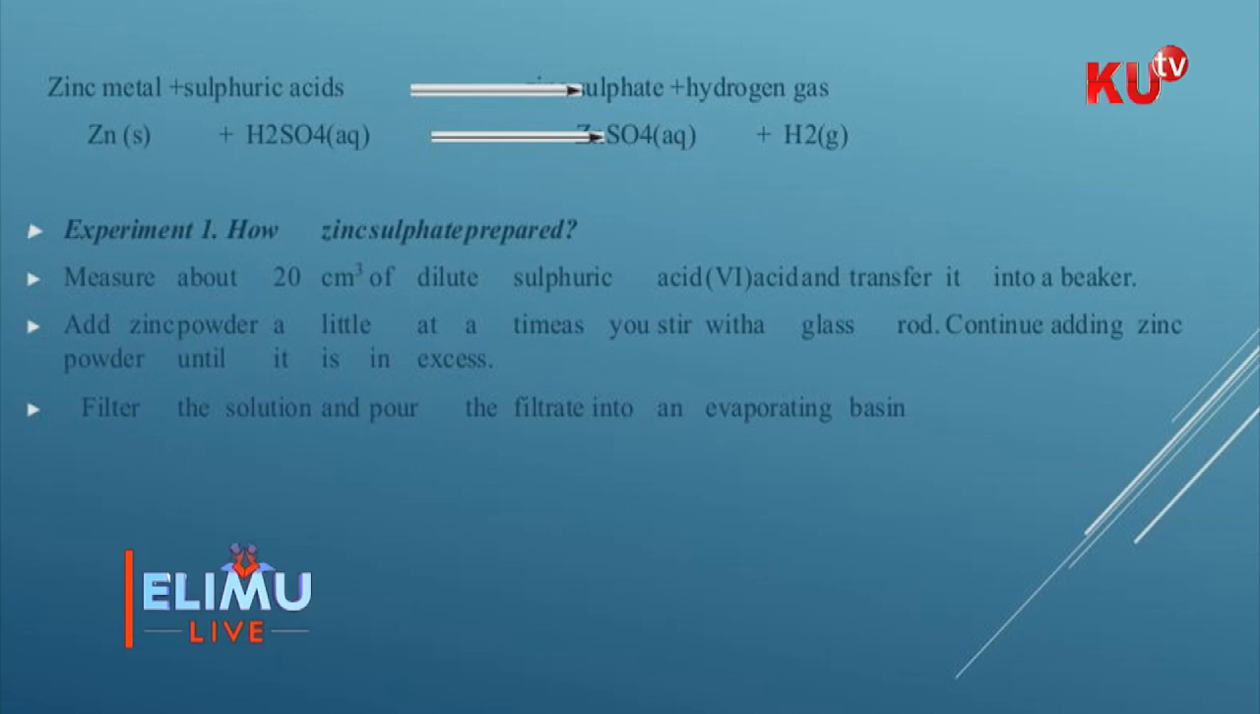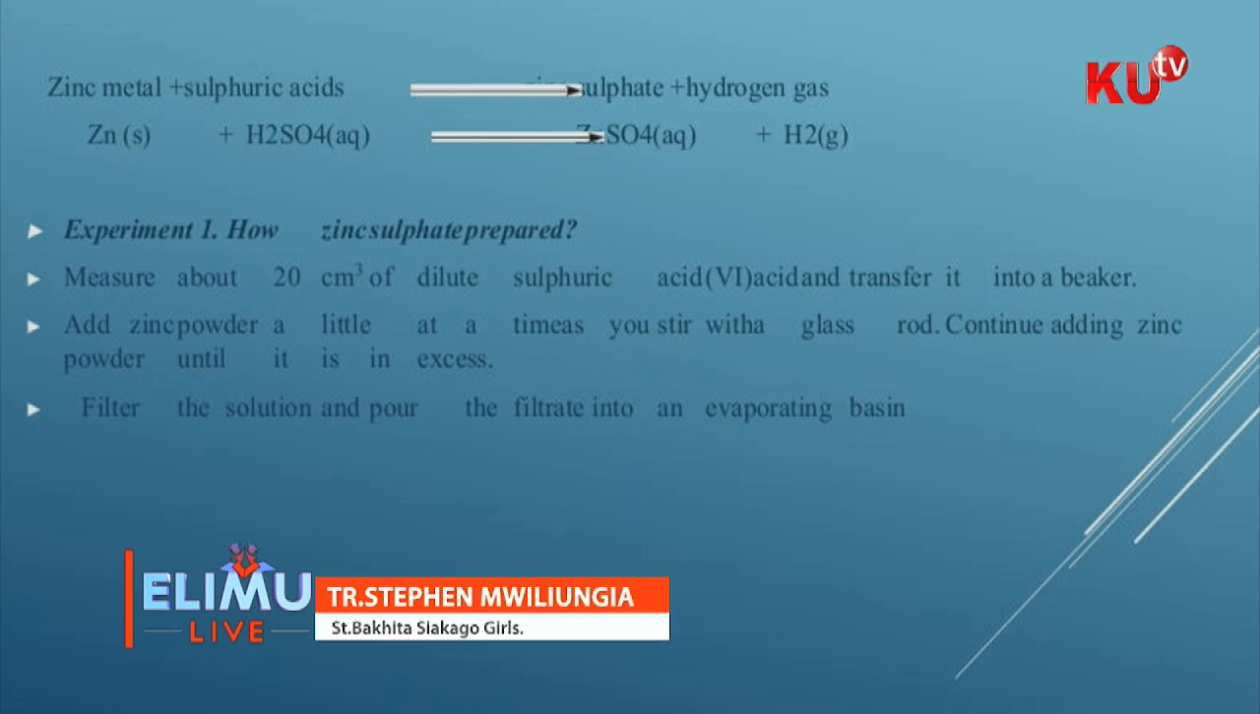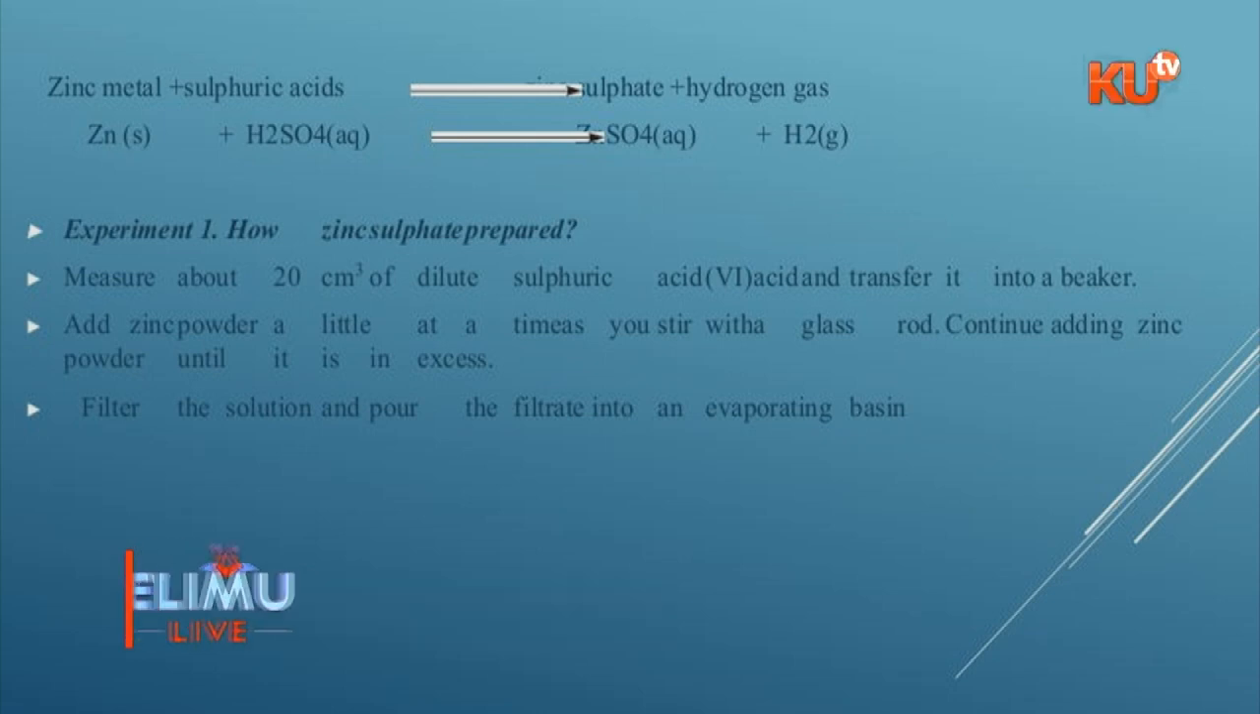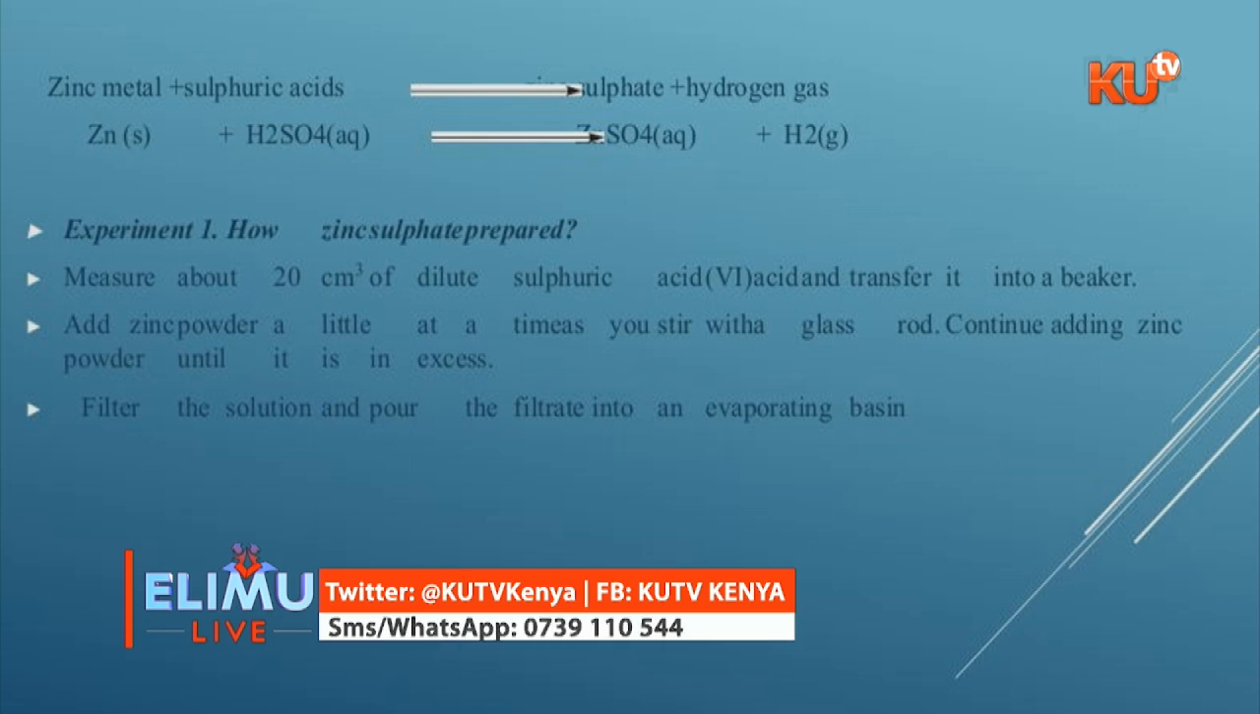In the slide that I'm projecting, experiment one, zinc sulfate prepared. Now, learners, let us go through the procedure of preparing zinc sulfate. First, measure about 20 centimeters cubed of dilute sulfuric acid and transfer it into a beaker. Add zinc powder a little at a time as you stir with a glass rod. Continue adding until it is in excess. Filter the solution and pour it into an evaporating basin.